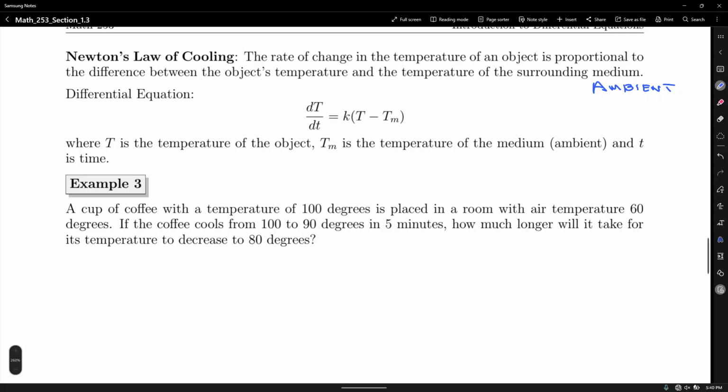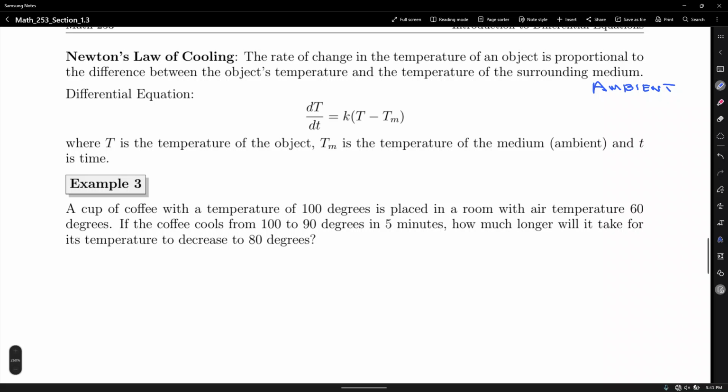All right. Well, the differential equation is dT/dt. Be careful because they're both t's. One of them is uppercase T for temperature, the other lowercase t is for time. It equals k times (T minus T subscript m), where T subscript m is the temperature of the medium.